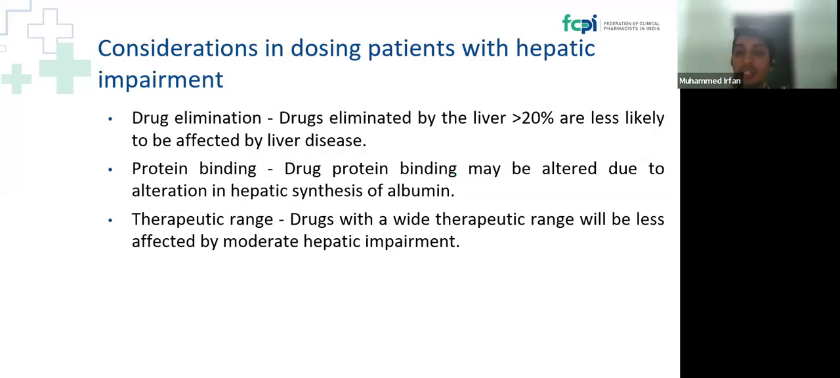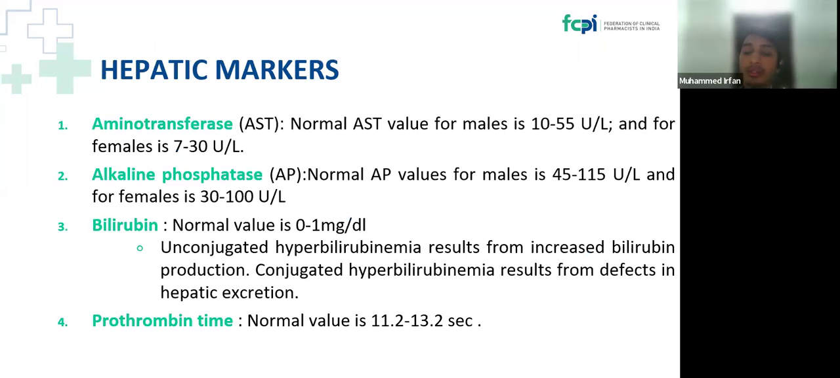What are the considerations in hepatic impairment? For drug elimination, drugs that are eliminated by the liver by more than 20% are less likely to be affected by liver disease. For protein binding, drug protein binding may be altered due to alteration in hepatic synthesis, mainly of albumin. For therapeutic range, drugs with a wide range will be less affected by moderate hepatic impairment. What are the main hepatic markers we look at? Mainly the aminotransferases, AST, then alkaline phosphatase, bilirubin, and prothrombin time.